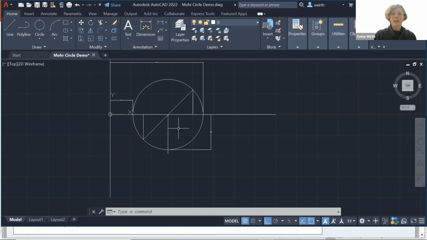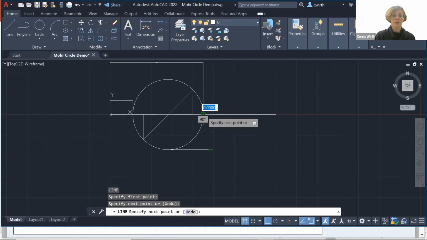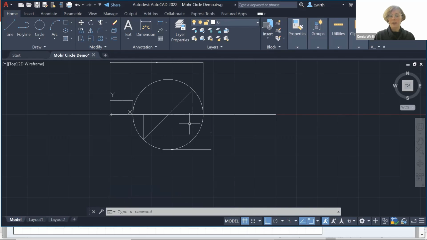The last thing I can do is find the angle of the principal stress plane and the angle of the shear stress plane. I'm going to delete one of these lines I just made because I don't need it anymore. And I need to create a new line from the origin to the edge of the circle as a reference point. And I can do a dimensional analysis of the angles to determine the angle to the principal stress plane and the angle to the maximum shear stress plane. How do I do this?